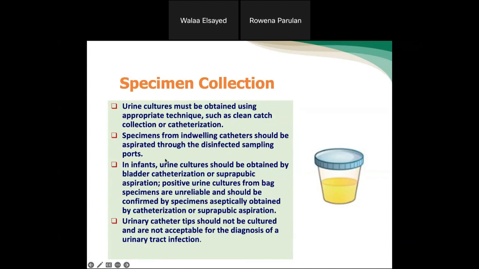When collecting a specimen, we have to make sure that the urinary culture is obtained using an aseptic, appropriate technique: clean catch collection or catheterization. Specimens from indwelling catheters should be aspirated after optimal disinfection of the sampling ports. In infants, urine culture should be obtained by bladder catheterization or suprapubic aspiration. Positive urine cultures from the bag are not reliable, for a variety of reasons we know, and should be confirmed by a specimen collected aseptically through suprapubic aspiration or the catheter port.